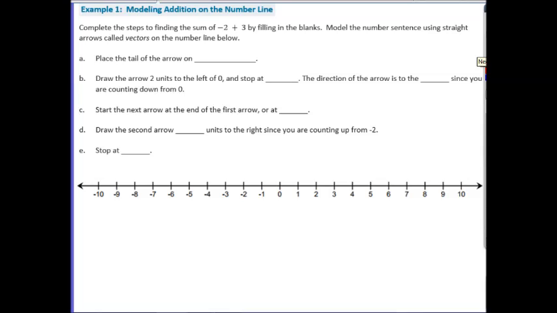Complete the steps to finding the sum of -2 plus 3 by filling in the blanks. Model the number sentence using straight arrows called vectors on the number line below. Place the tail of the arrow on. So the first thing we need to figure out is, where do we start? Well, we talked about this in the previous lesson. We are always going to start from 0. So let's start at 0.